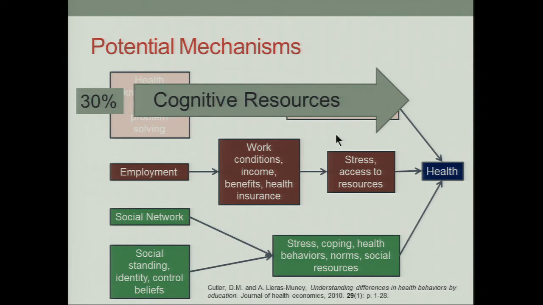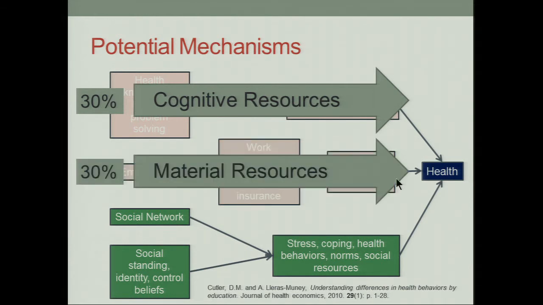and adult health. The second thing that they looked at refers to this idea that better educated people have better jobs. So that means they have higher income, they can afford healthier food, they can afford to live in safer neighborhoods, they have better health insurance, and all of this leads to lower amounts of stress, in addition to all of that access to better resources. And again, they estimated in their analysis that these material resources accounted for another 30% of this association.